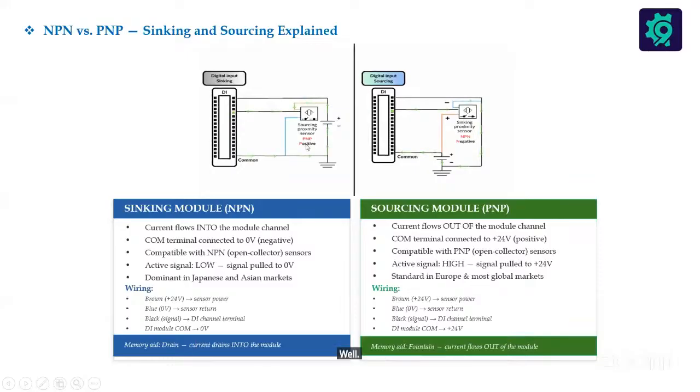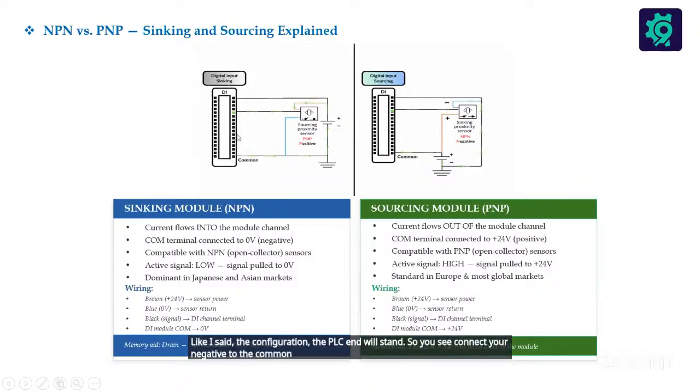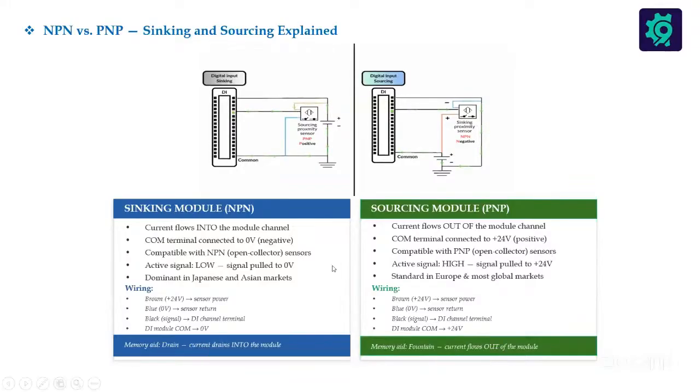But now, where you have to look is the PLC itself. So like I said, the configuration on the PLC end will stand. So you still connect your negative to the common, and then you connect your signal, the black cable, to the signal of the PLC, and then the brown to the positive. So the configuration still remains the same. Are we together? Okay. Yeah, thank you. Thank you very much.